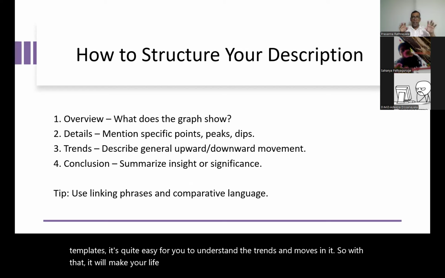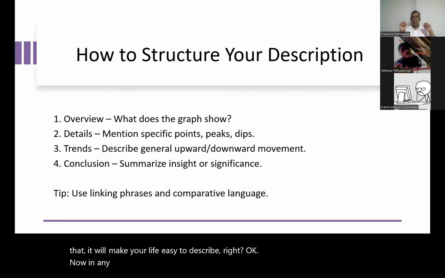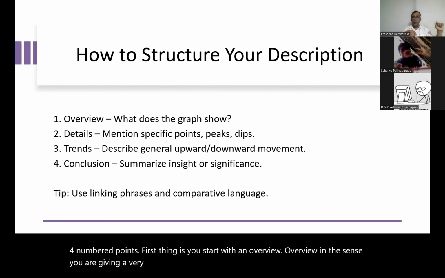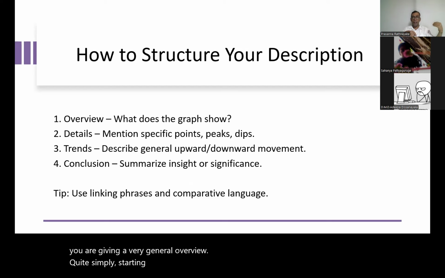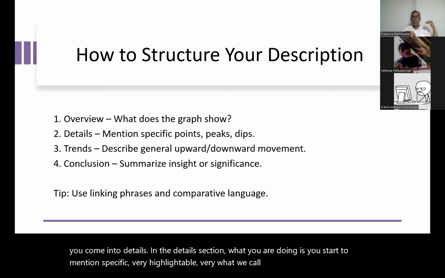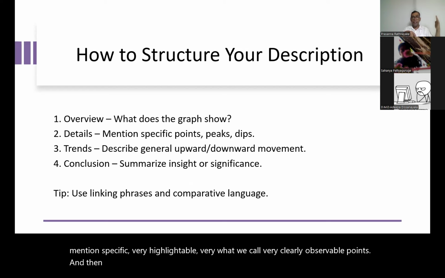Okay. Now, in any description, you have to structure your description of the graph using these four numbered points. First thing is, you start with an overview. Overview in the sense you are giving a very general overview, quite simply starting with what the particular graph is going to show, right? And then you come into details. In the details section, you start to mention specific, very clearly observable points. And then you go on to describe the rest, peaks and dips.